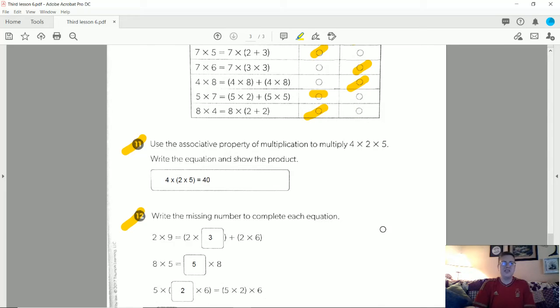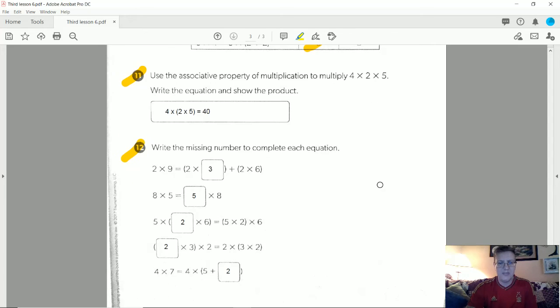Number 11, use the associative property to show the answer to this. There are many different ways that you could do this. You could even use the commutative property and change the order of the numbers around and use the associative property. I just took the easiest option, which was to group 2 and 5 together so I can get a 10 and then count by 10. So 4 times 2 times 5, I have to do this part first to get 10. So 4 times 10 equals 40.